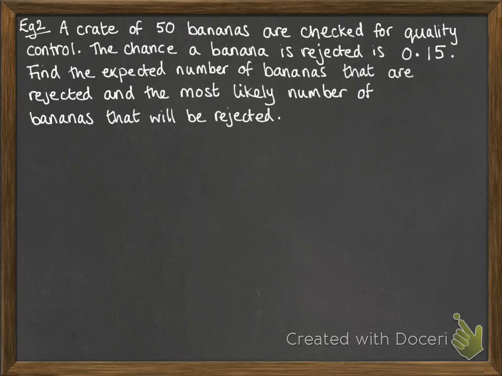Okay, this time we have a crate of 50 bananas. They're checked for quality control. The chance a banana is rejected is 0.15. Find the expected number of bananas that are rejected and the most likely number of bananas that will be rejected. So the expected value of x, that's just np. And the mode, we're going to try 7 or 8. Obviously it can't be 7.5 because you can't get 7.5 bananas. So we're going to try out values close to that and see what's the most likely.